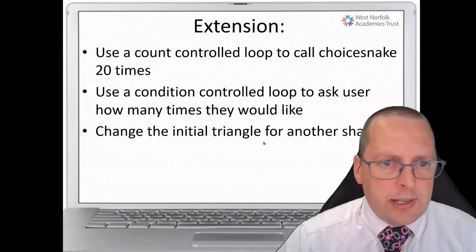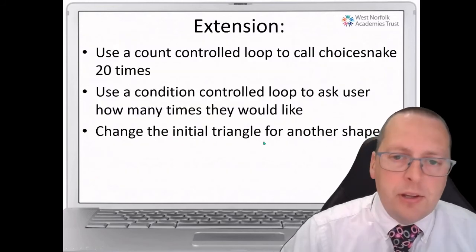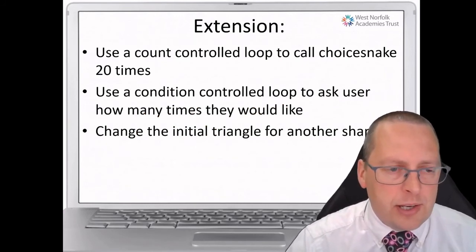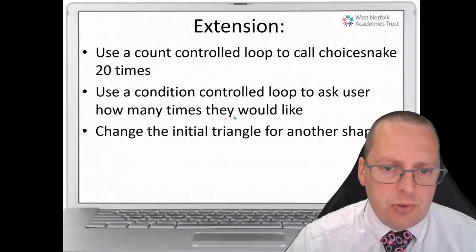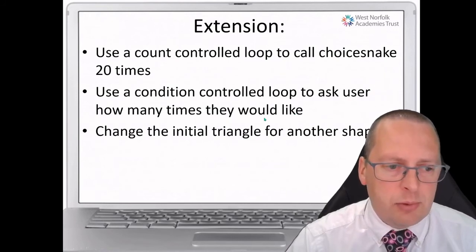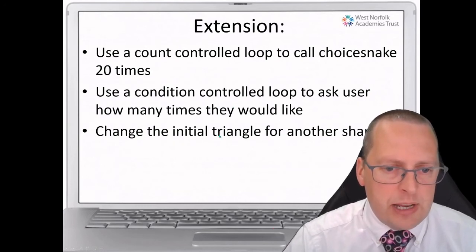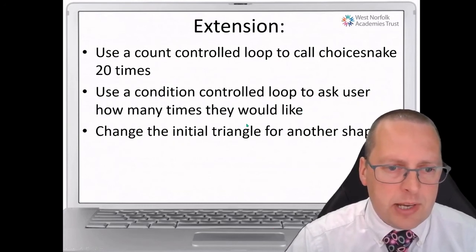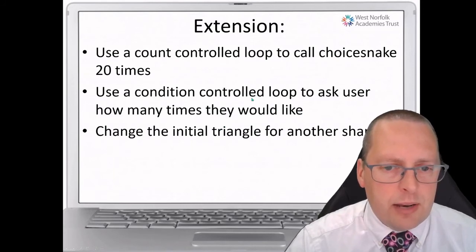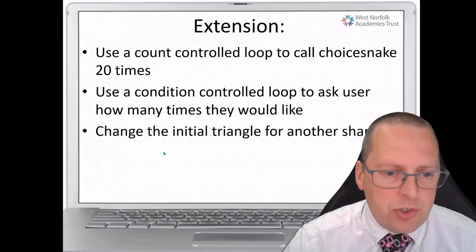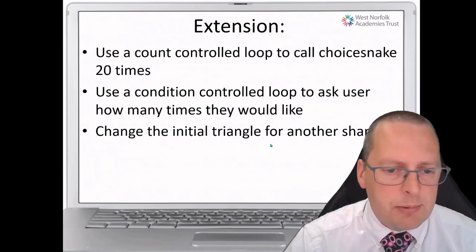So hopefully you managed to get your snake to draw. So you can now, as an extension, use a count controlled loop to call the choice snake 20 times, and use a conditional controlled loop to ask the user how many times they would like for that to be repeated. So instead of putting a 3 in there, in how many times we're going to ask for the instruction, you can have a count controlled loop like we did previously. And if you want to change the snake head from the triangle to a different shape, you're more than welcome to give that a go.